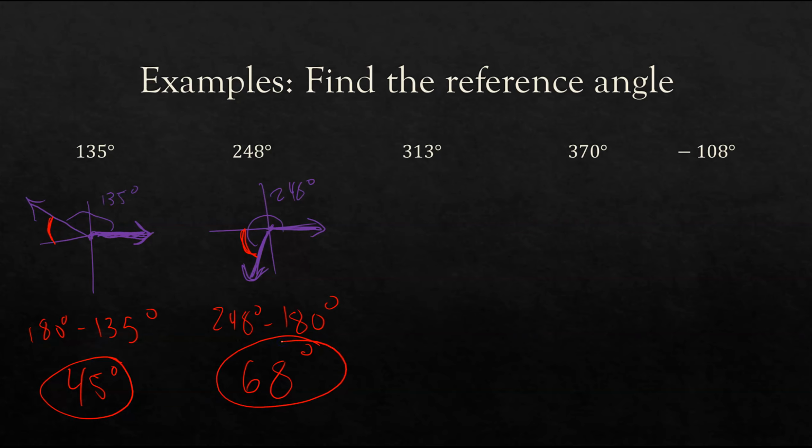So that's the reference angle for a 248 degree angle. Moving right along. 313, I know 360 is all the way around, and I know 270 is to here. So we're going to be in the fourth quadrant. Again, I'm just sketching these. They're not very precise. I don't have a protractor to measure, but as long as I'm in the right quadrant, I can get a good look.